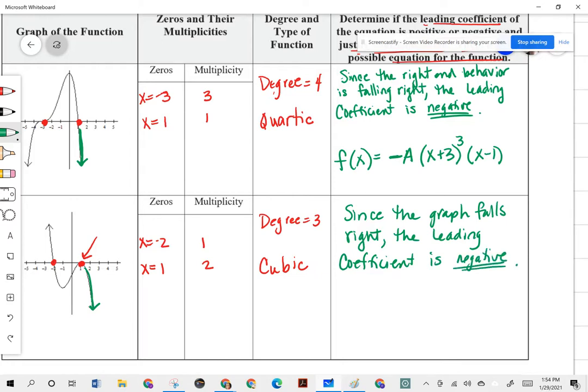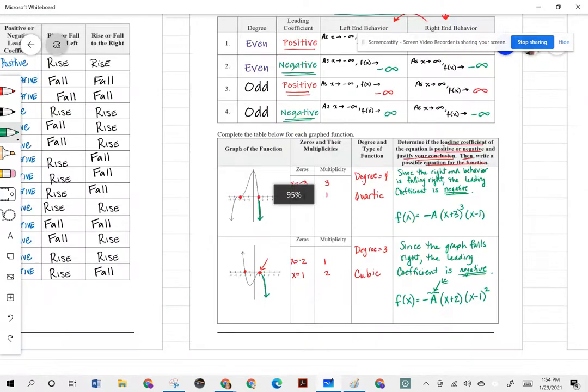Okay. So our possible equation for that is again going to be negative a. This represents the leading coefficient. And then now we just put in our zeros. So we've got x plus 2 to the first power, its multiplicity is 1, and then x minus 1 squared, and that's that bounce.